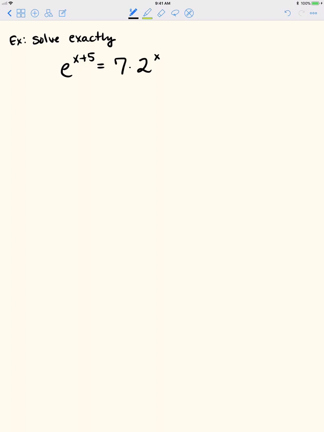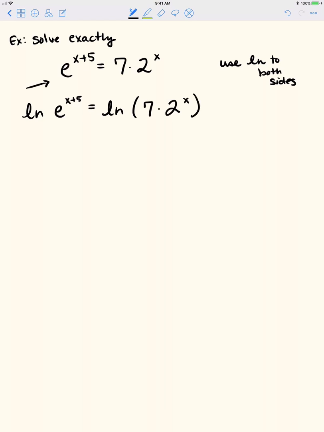There are two places that have an x in them, so there's not really anything to move here to begin with, but you do have your e with an exponent alone. Because we're having a base of e, it makes sense to apply natural log versus a common log. So I'm going to apply natural log to both sides. What that'll look like is natural log of e to the x plus 5 equals natural log of the quantity 7 times 2 to the x.